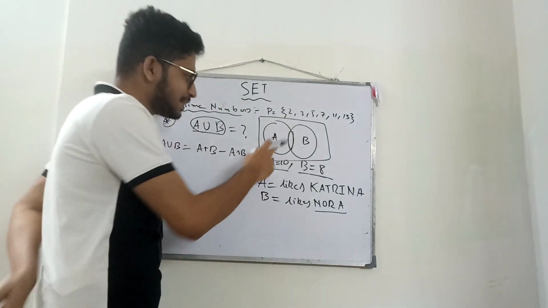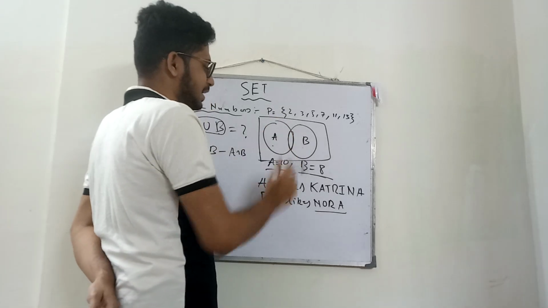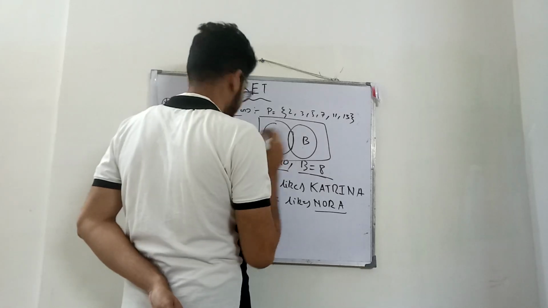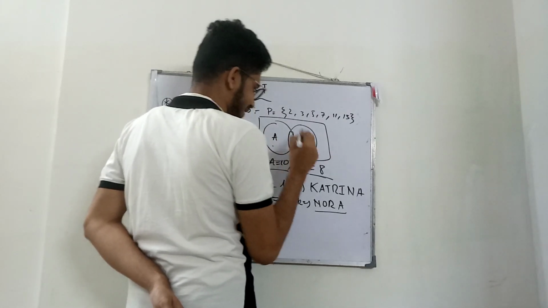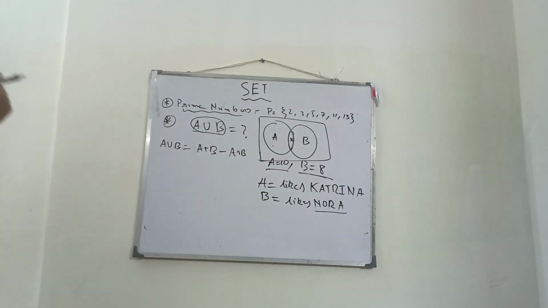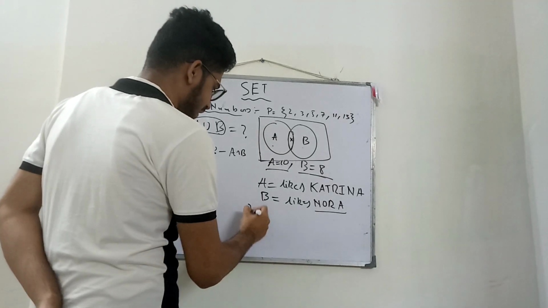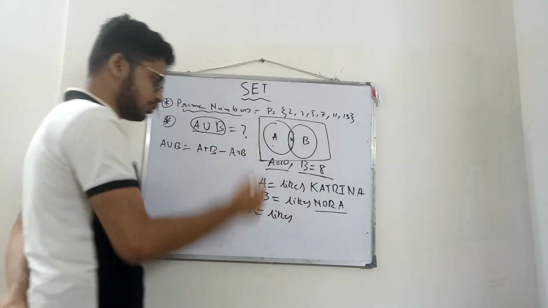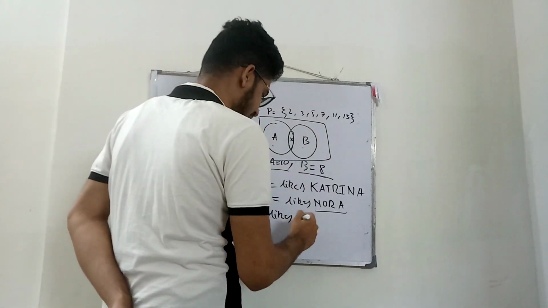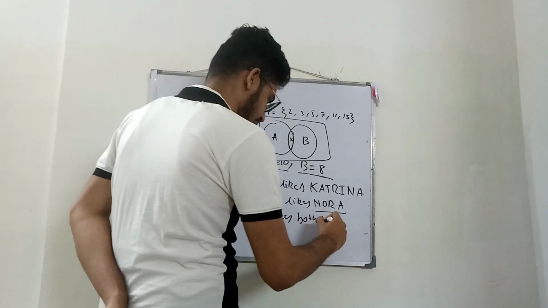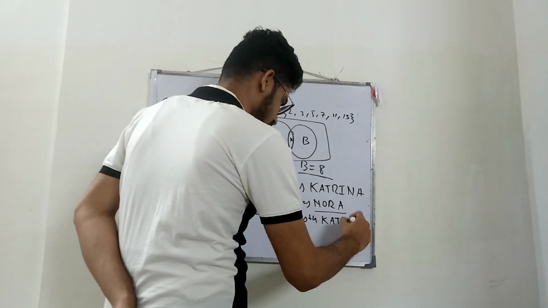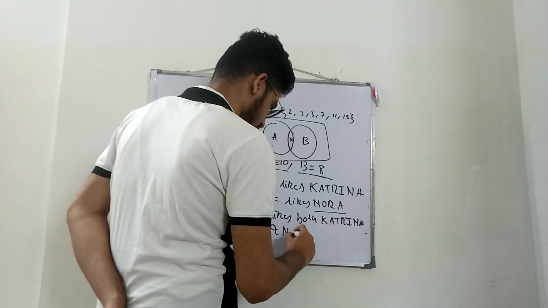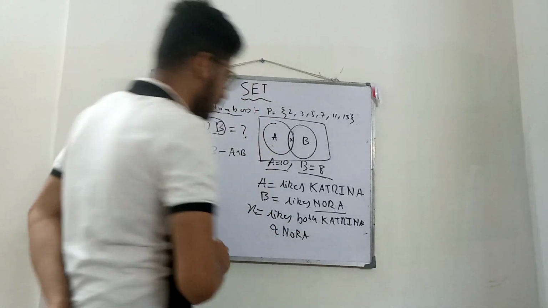This intersecting part, suppose we take it as x. X likes both Katrina and Nora.